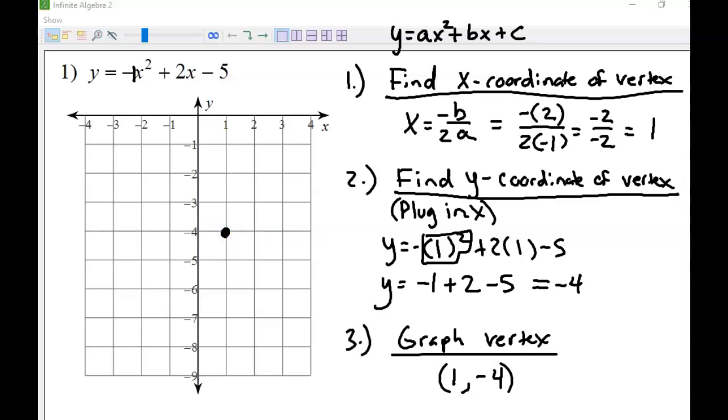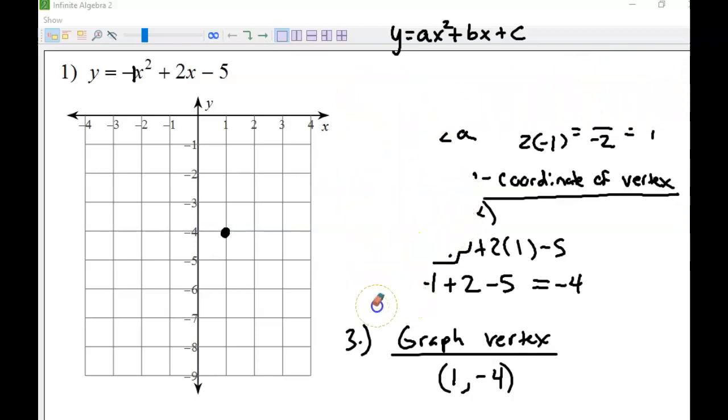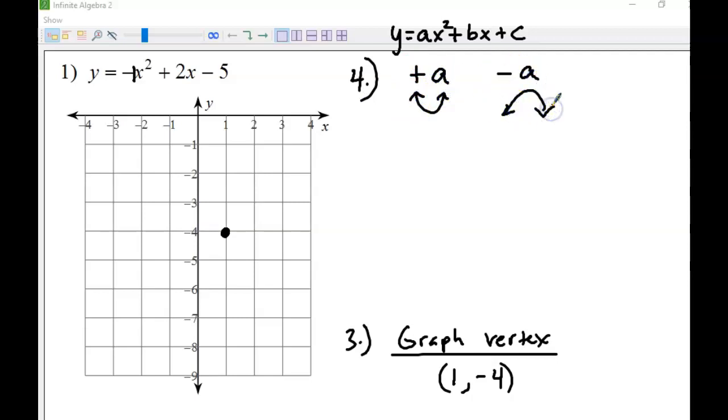Something else you can do, the next part to get the rest of your parabola, is to look at your a value. If you have a positive a, you have a happy face. If you have a negative a, you have a sad face. So in our case, the a value, the number in front of the x squared, is negative 1. So for us, it's the sad face. So I'm going to draw a sad face parabola. And there you have it. So that's how you'll be graphing them.